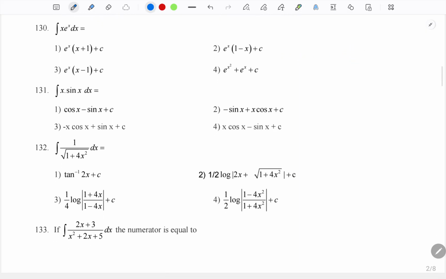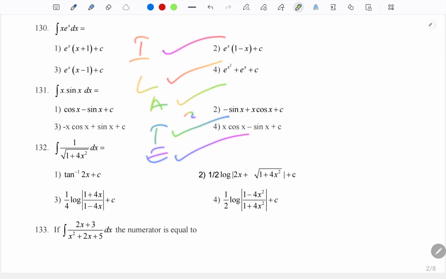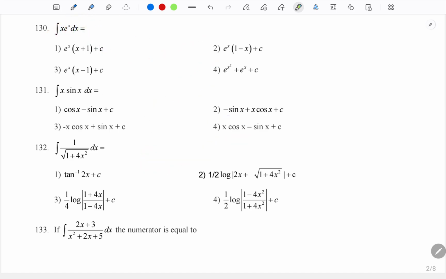First, observe these two. By using ILATE, you know, right, what is ILATE? Inverse trigonometry, logarithmic, algebraic, trigonometric, exponential. Here observe, x is algebraic, so it will come first. e power x, exponential, will come next. So write down the two things here: first one is x, second one is e power x.